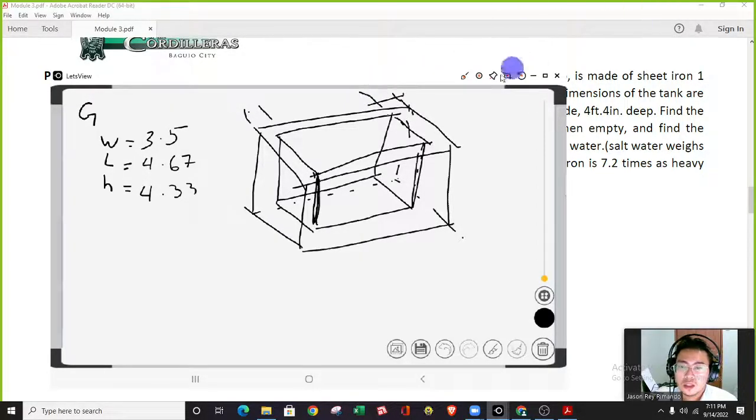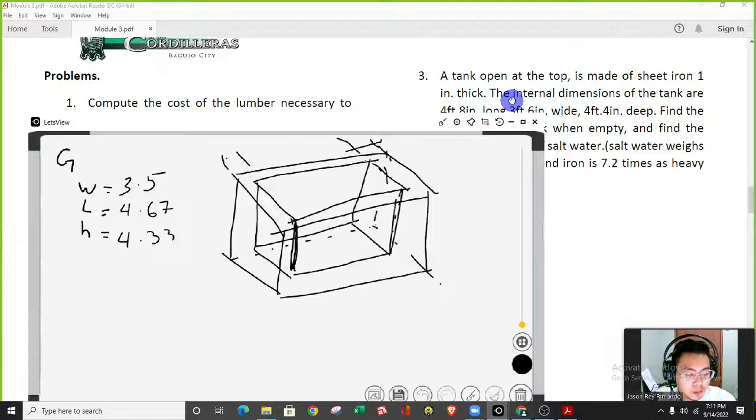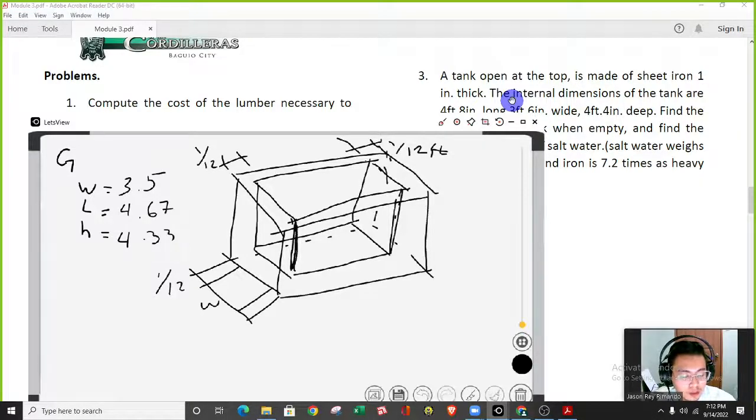okay, sabi niya 1 inch thick. Okay, so meron kang 1 inch dito or 1 all over 12 feet. Then dito is 1 all over 12 feet. Okay? Gets? Same din dito. For your length, 4.67. Dito, yung length na to is your width. Okay? Width, tapos yung sa exterior niya, meron kang 1/2 and 1 all over 12.